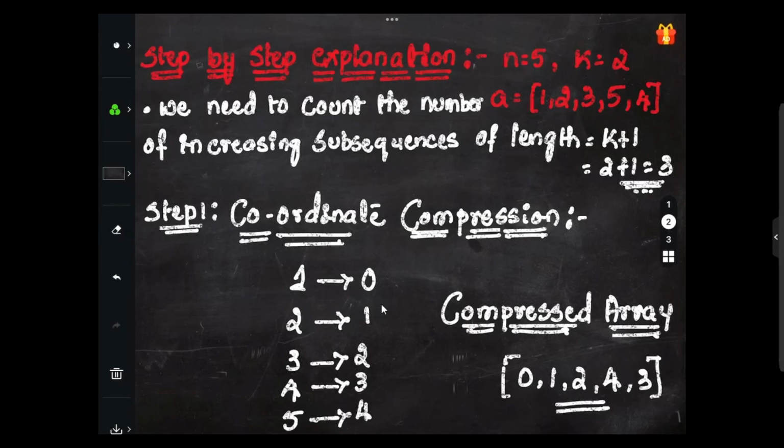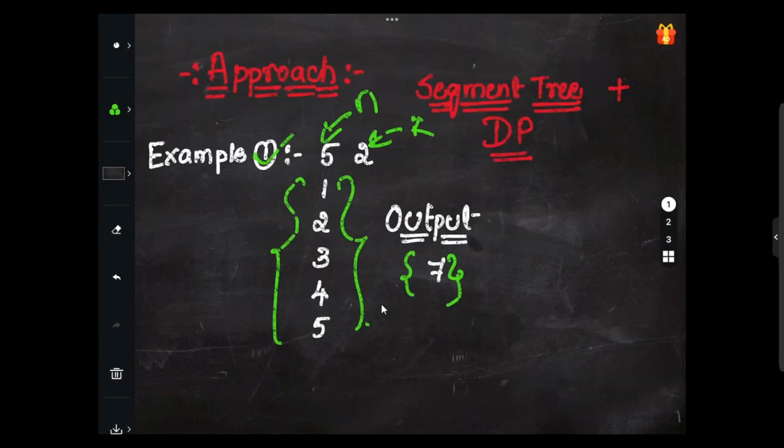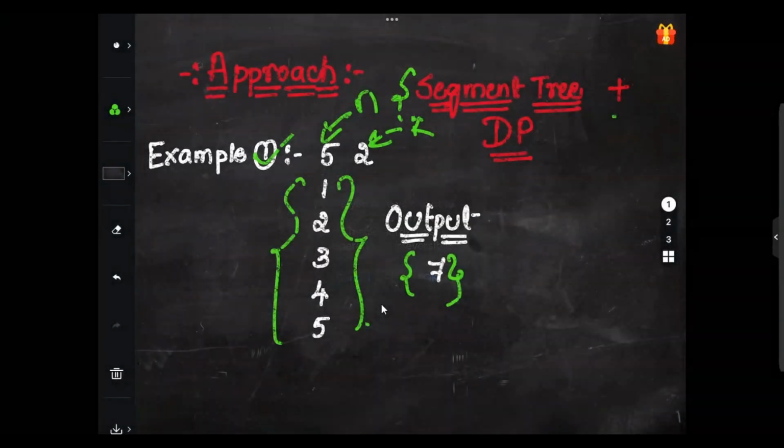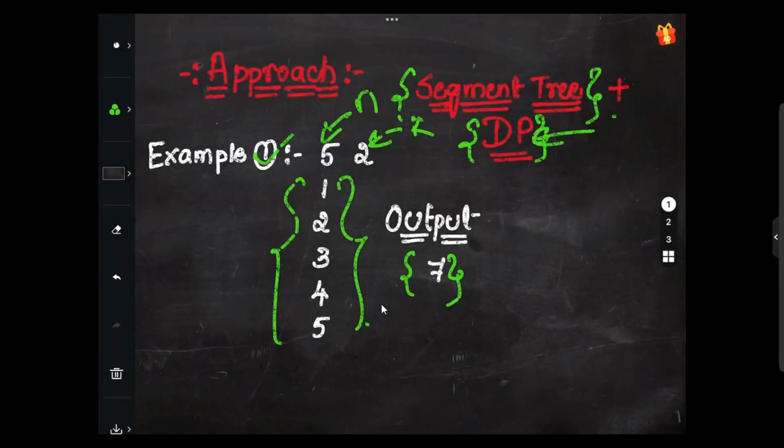Let's move on with the step by step explanation here. Same input we are considering, right? First we need to count the number of increasing subsequences. Before moving on with this step by step explanation, I just want to tell you that we will be making use of the segment tree. We'll be going with the segment tree and the DP, dynamic programming, right?